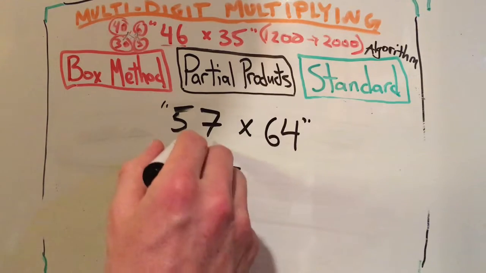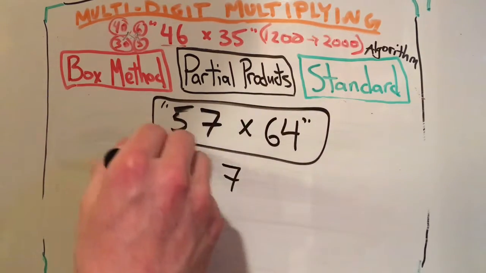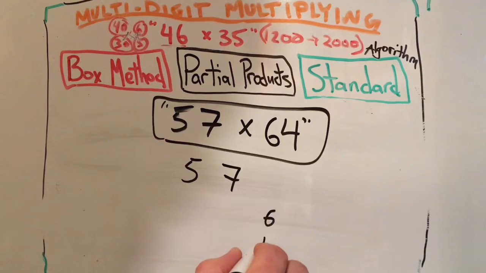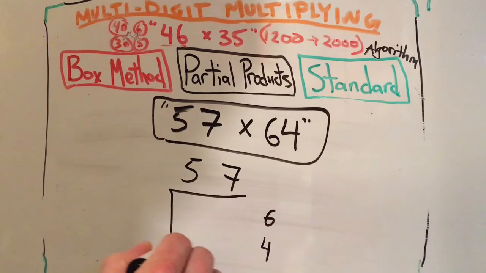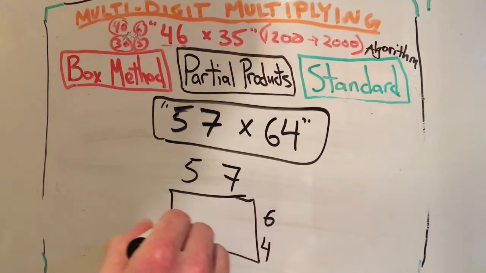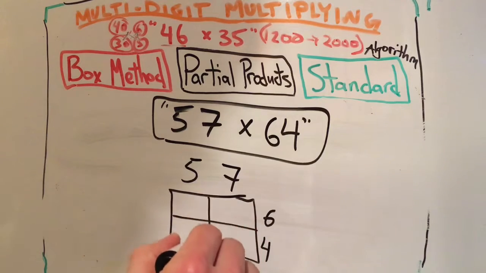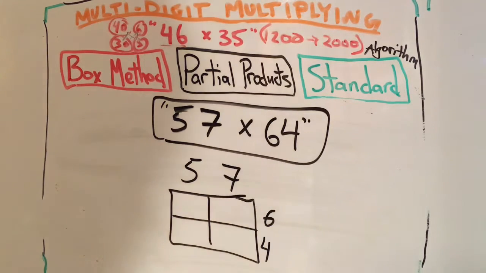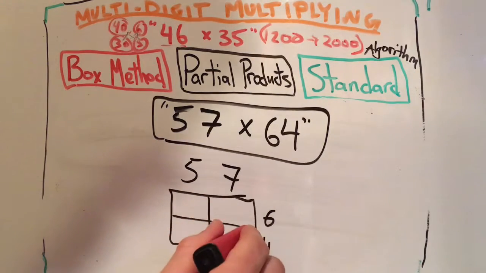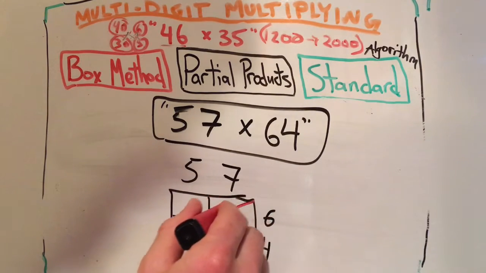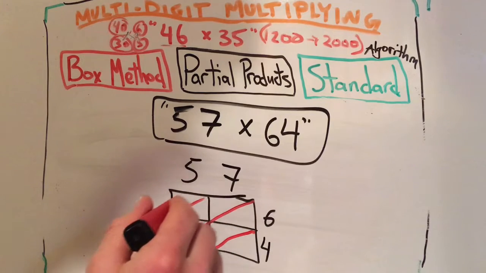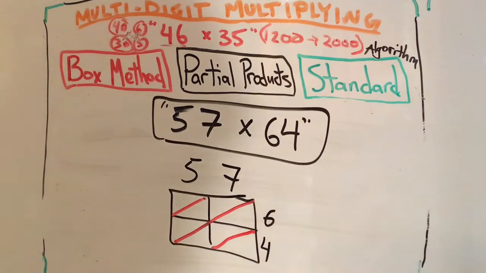57 times 64. And keep it in a pretty tight space this time, I guess. I'll switch colors just so you can keep track. And I'm going to set up these boxes with the lattice ahead of time. And then I'll do my work.